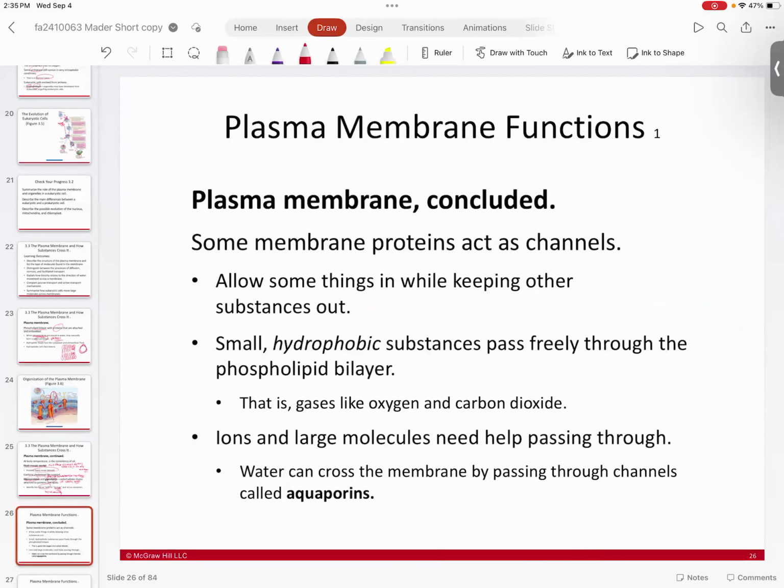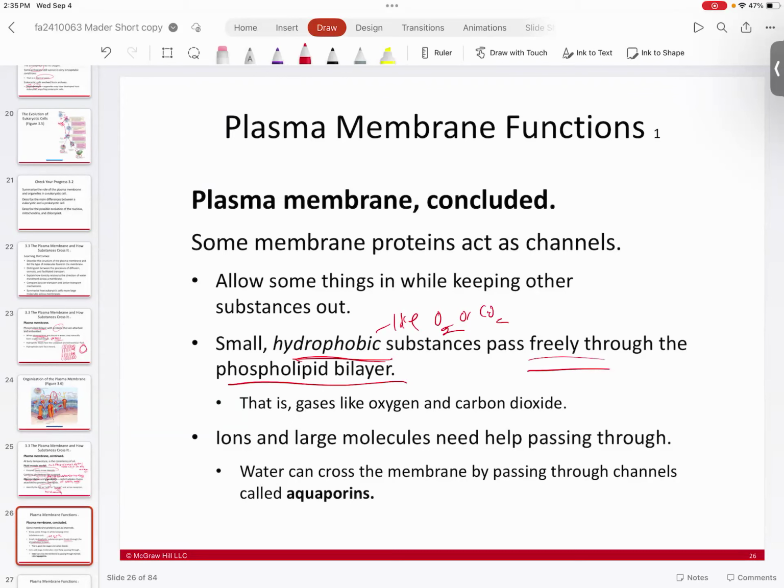Okay, so some of the things that you have at the membrane, so you got different membrane proteins. Some of them act as channels. For instance, this basically allows you to allow some things in, but not everything. So if you're small and hydrophobic, like oxygen or CO2, then you can pass freely through the phospholipid bilayer.